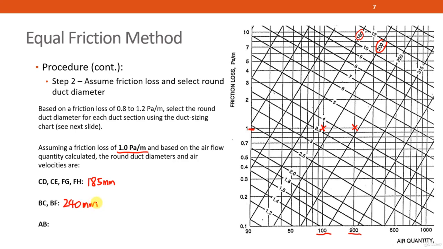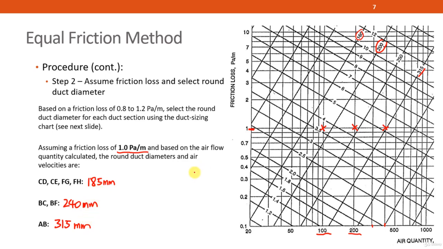And finally AB, which is the biggest main duct that just comes out from the AHU, the size will of course be the biggest as well. So this is 200 liters per second, the next line is 300, followed by 400. You look upwards vertically until it cuts 1 Pascal per meter. So it is over here, and this is your section AB. Section AB cuts around 350 mm. So with that, you have sized up the 3 sections and you have retrieved the 3 round duct diameters.